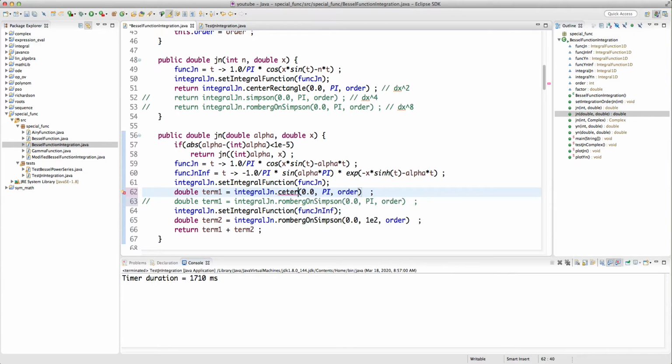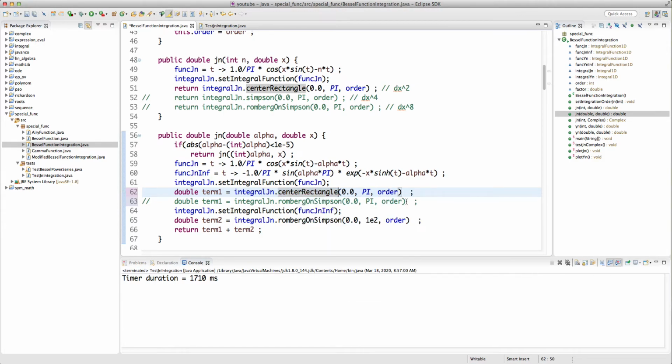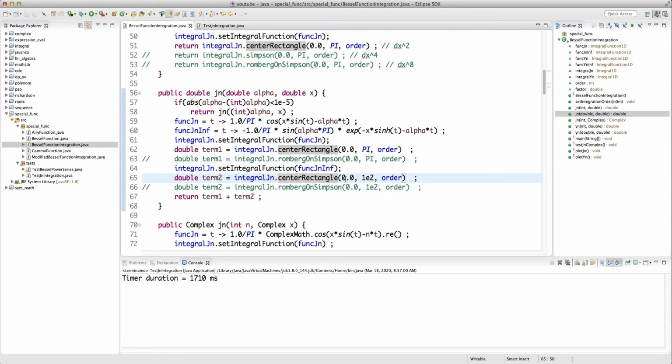Center rectangle. All right. Similarly, for the second term, we probably don't need Romberg, so we just do center rectangle. And I'm calculating from 0 to 100. So the question is, what is the best number to put in here?